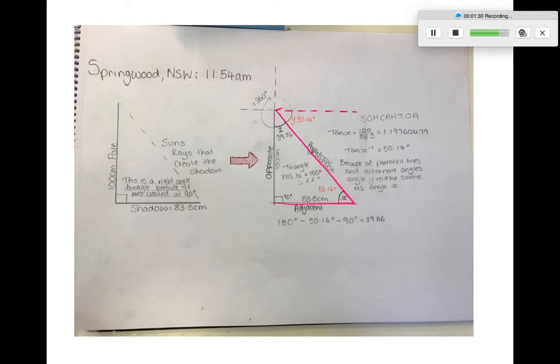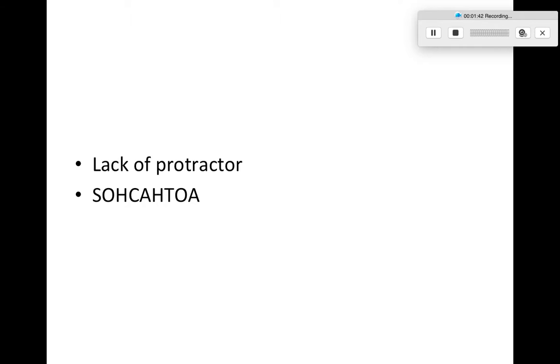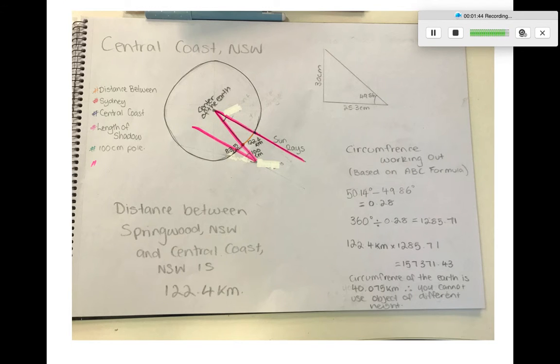Now, looking at this triangle, we can also see highlighted in pink parallel lines and alternate angles. So angle Y must be the same as angle Z because of that rule. So then I looked at the Central Coast, New South Wales data. We do need to take into account that it was a 30 centimetre ruler, not a 100 centimetre ruler or stick, which may have skewed my data.